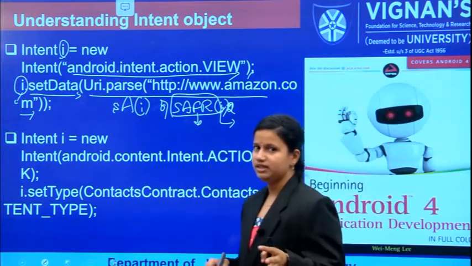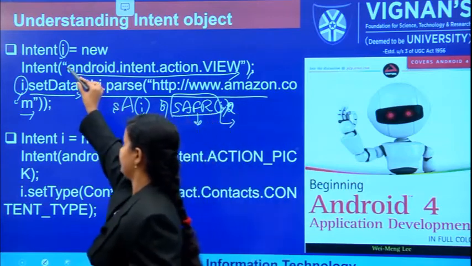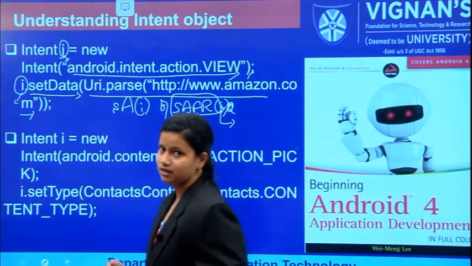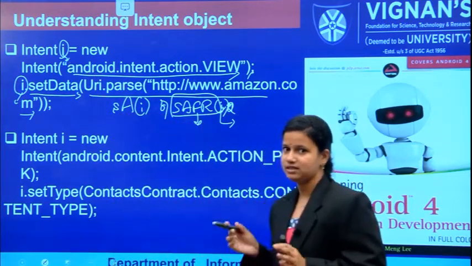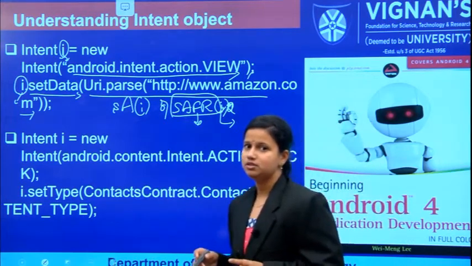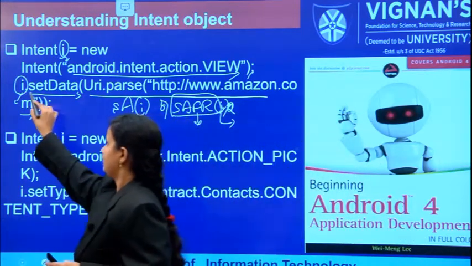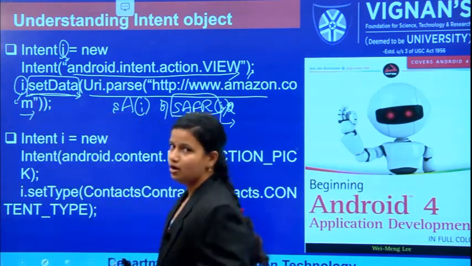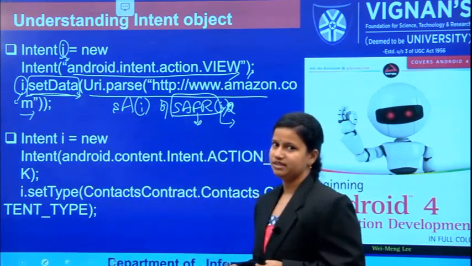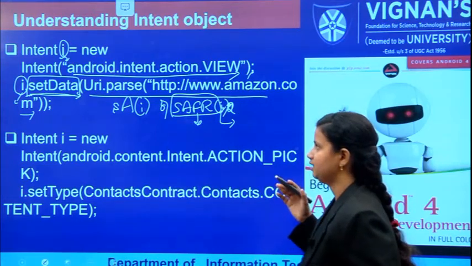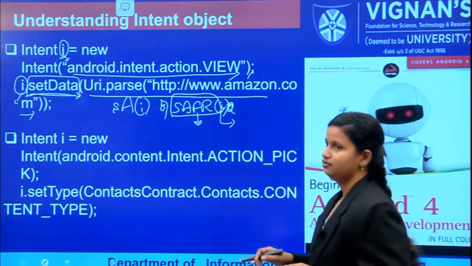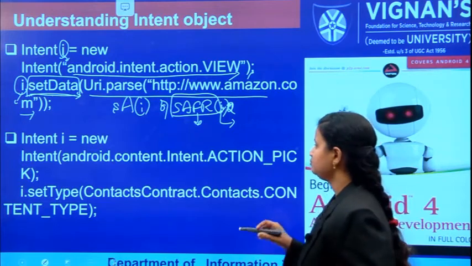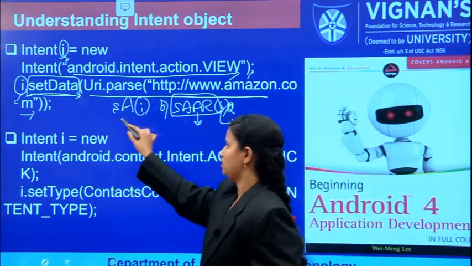So the fourth method is, first of all, we have to create an intent object. In that intent object, we have to provide the action. But instead of directly giving Uri.parse, we have to set the data by using the object.setData method. The setData method is used to set the data for your intent. After that, we have to call any one of the methods.